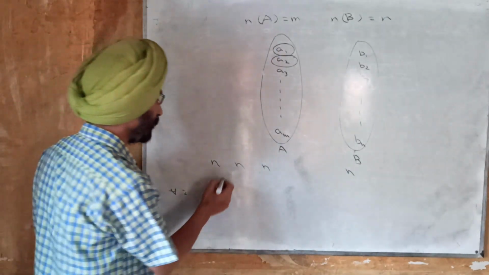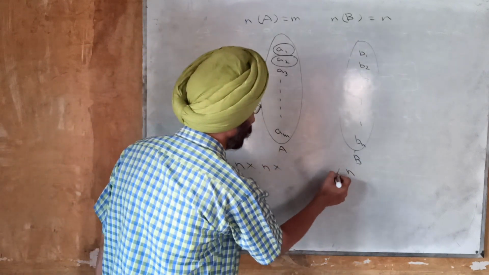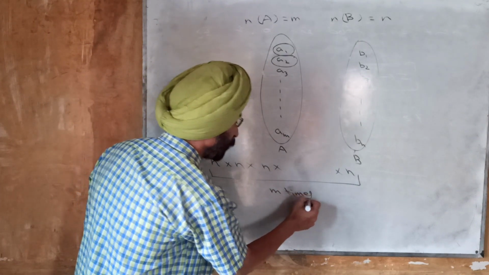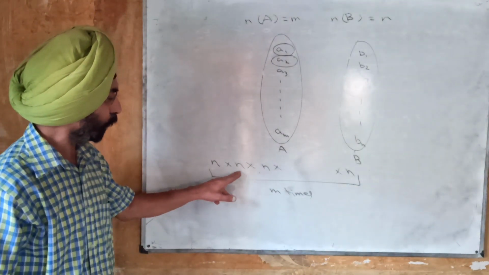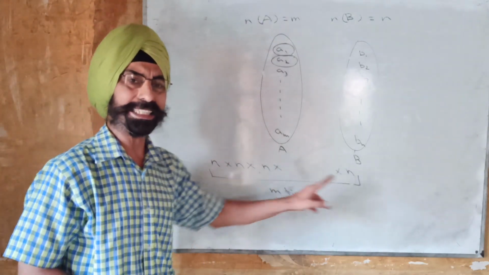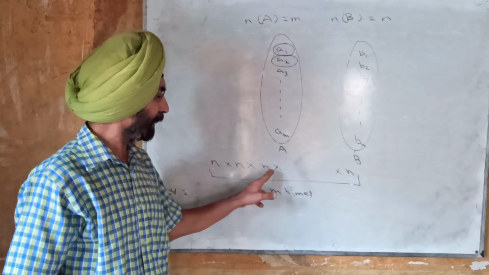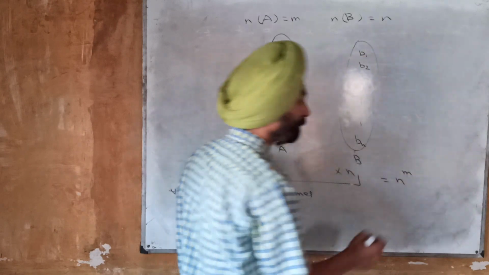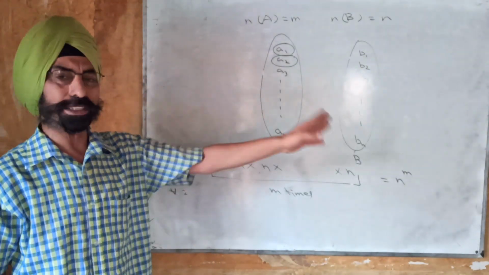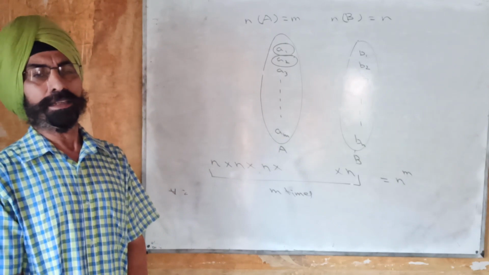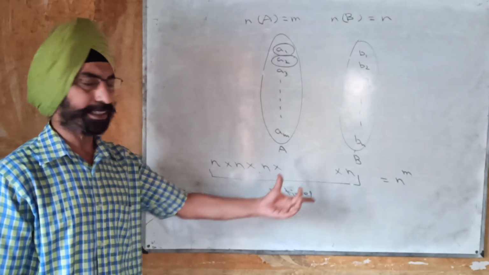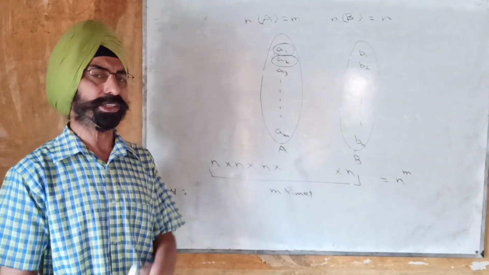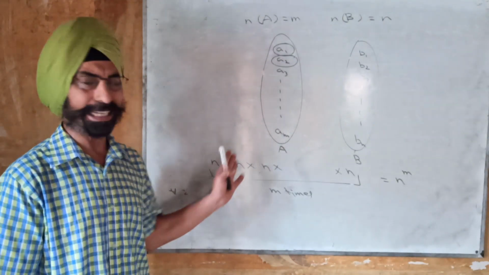So total number of possibilities is n multiplied by n multiplied by n multiplied by n, and how many times? It is m times, because it is for A1, for A2, for A3, for Am. So these are m n's. So n multiplied by n multiplied by n m times will become n raised to the power m. That means from a set A to the set B, how many functions can be there? The number of functions can be n raised to the power m.